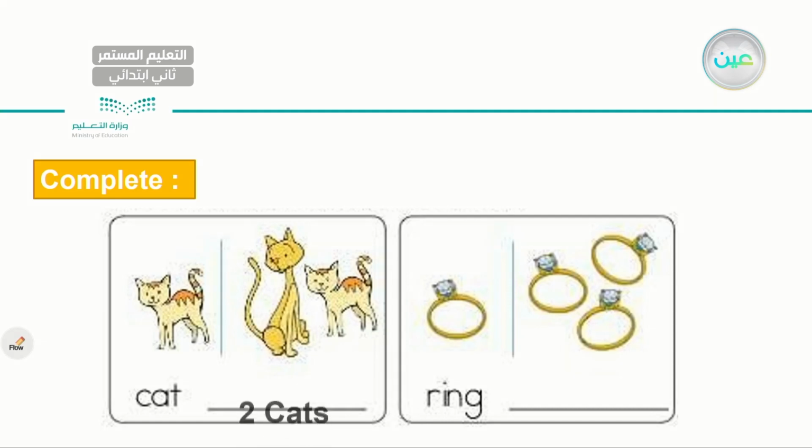And I can see two cats, very good. So I have singular and plural. Next, I have a ring. I can see up to 1, 2, 3. 3 what? 3 rings, very good. So let's read one more time. Cat, a cat, 2 cats, a ring, 3 rings. Very good, my dear student.